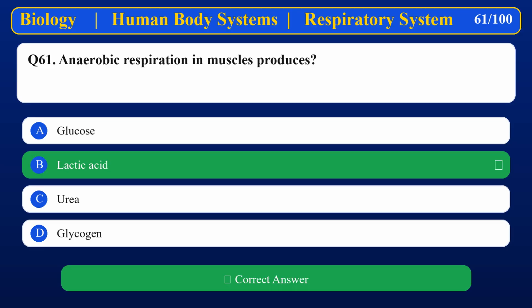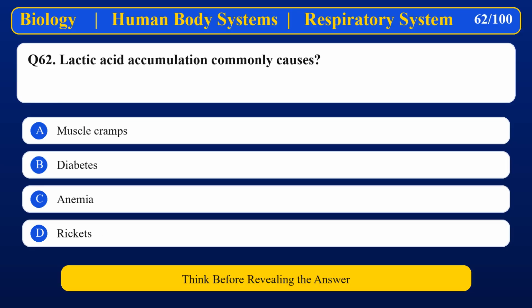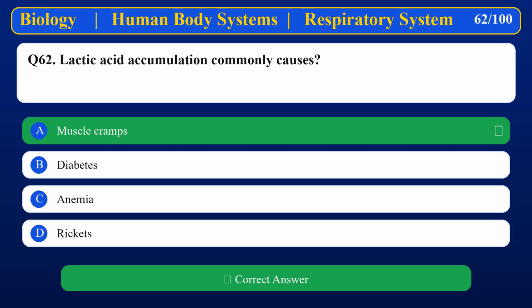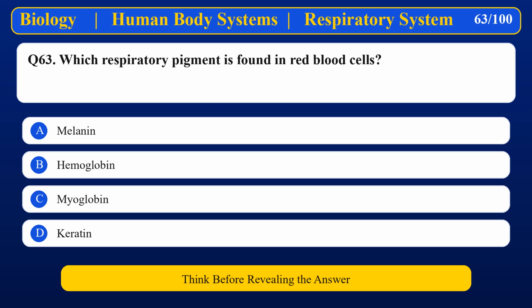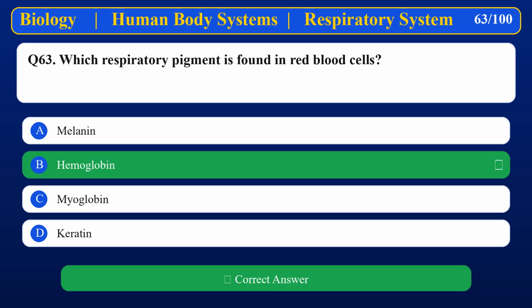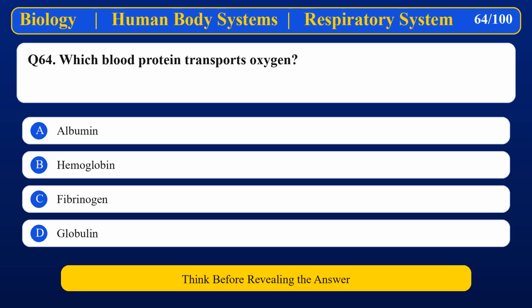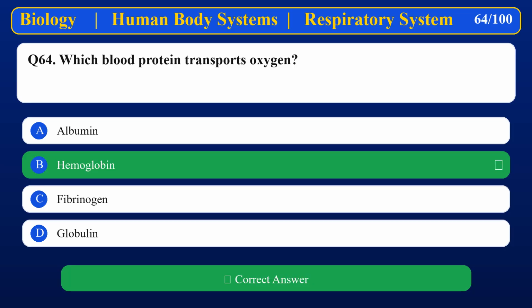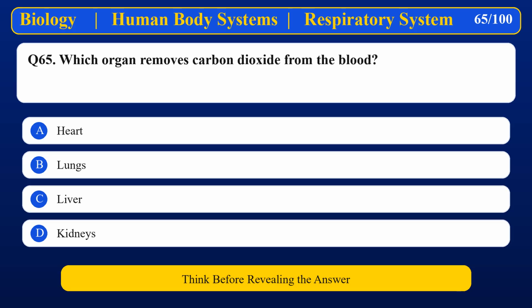Anaerobic respiration in muscles produces? Lactic acid. Lactic acid accumulation commonly causes? Muscle cramps. Which respiratory pigment is found in red blood cells? Hemoglobin. Which blood protein transports oxygen? Hemoglobin.